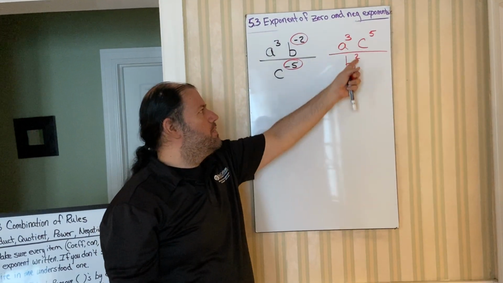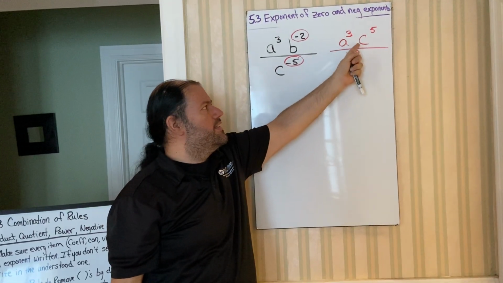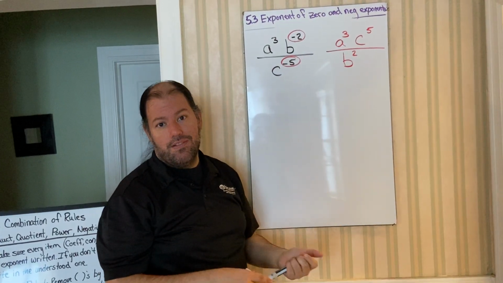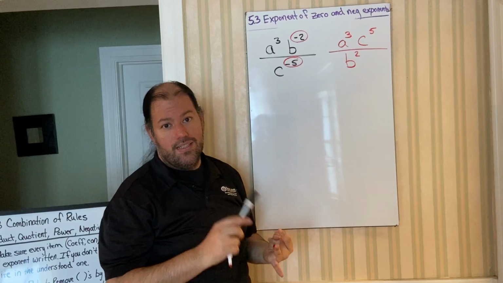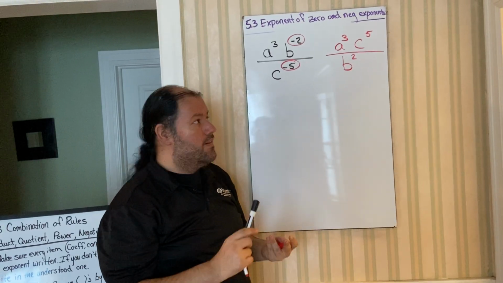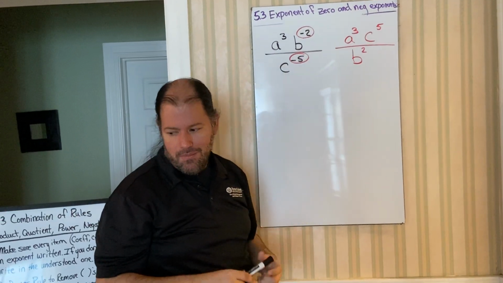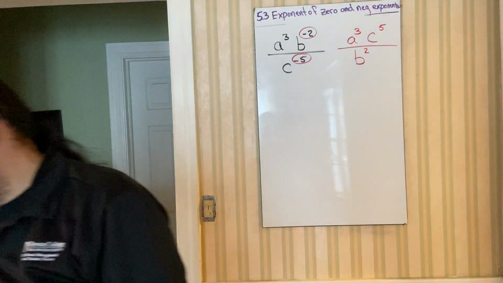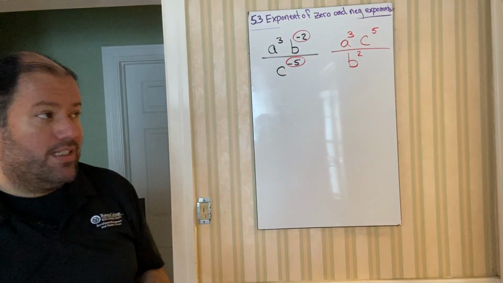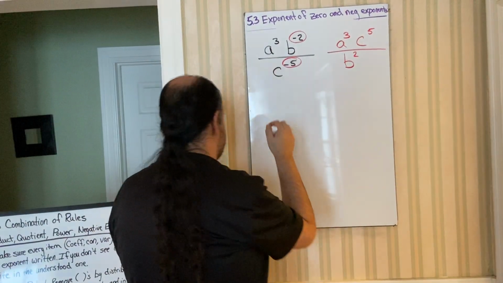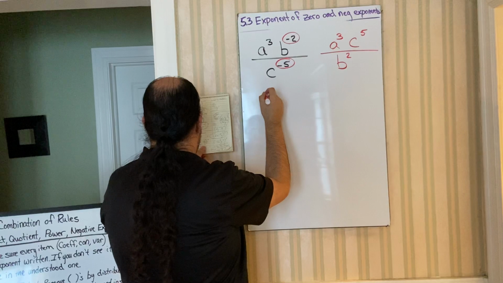Now this one was a simple problem because I didn't give you any bases that were the same, so we didn't have to worry about the product and the quotient rule. We didn't even have to worry about the power rule because there was no parentheses or anything. But let me give you one that has product and quotient with the negatives. So let's take a look at this guy.